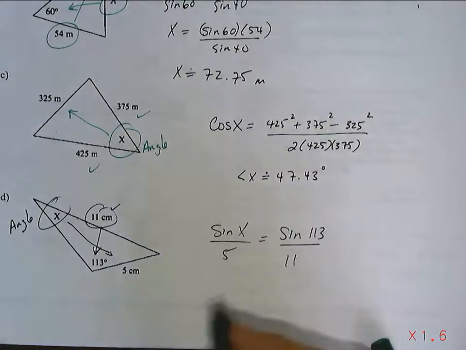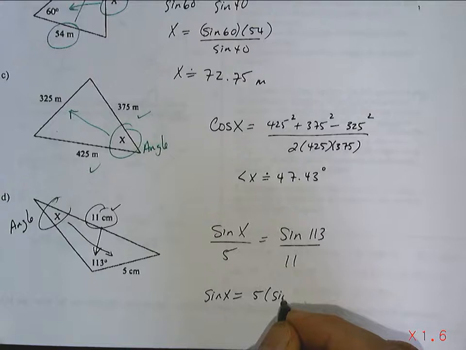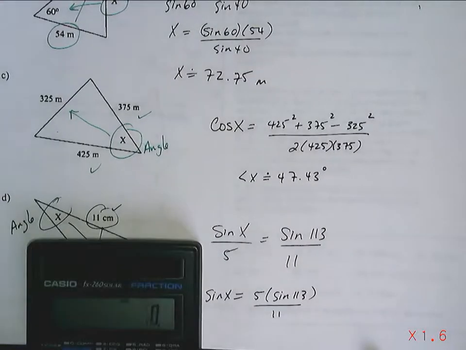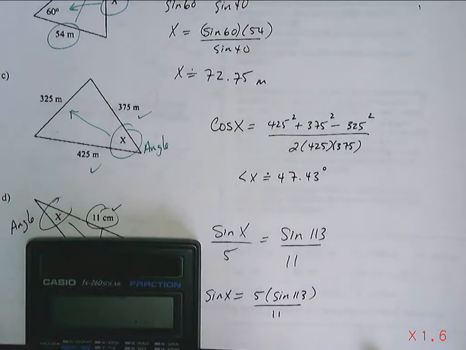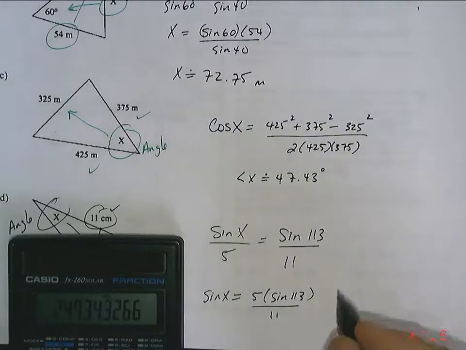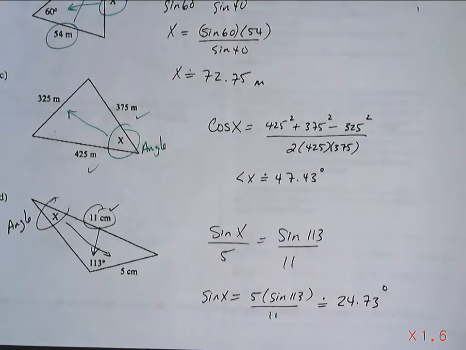So I'm going to cross multiply. Sine x is 5 sine 113 over 11. So sine 113 sine times 5 equals, divided by 11 equals. That is the answer to this. I need to do the inverse, second function, sine. And it's going to be approximately 24.73 degrees. Life, ladies and gentlemen, life is grand.